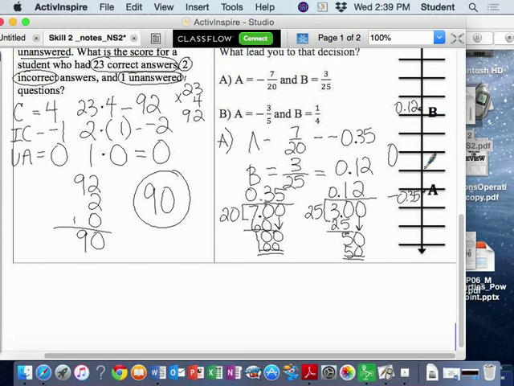Now, you try part B on your own. Change points A, which A is negative 3/5, change that into a decimal, and B is 1/4. Change those into a decimal, sketch a number line, and plot the points.